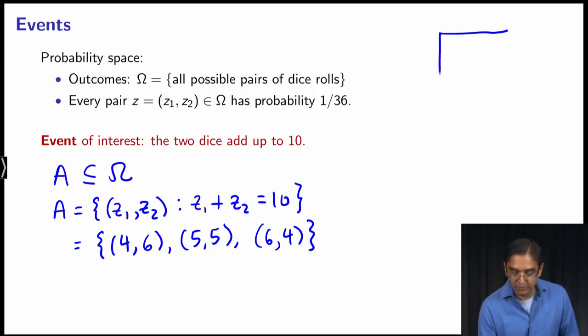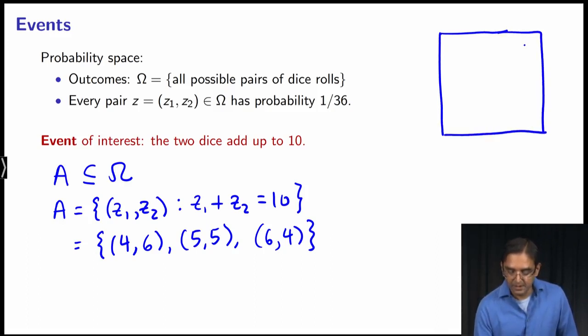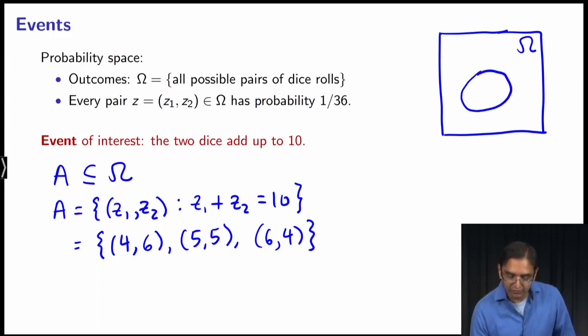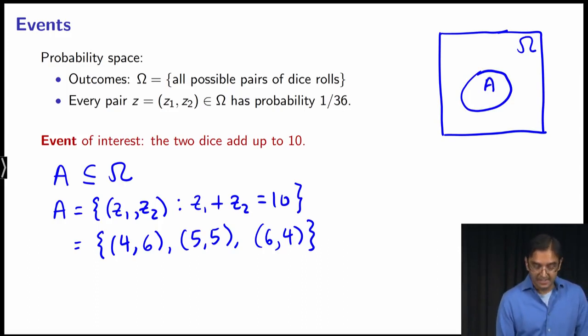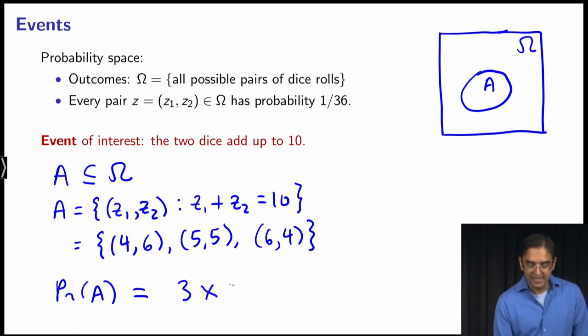Okay, so if we were to draw a Venn diagram for this, we have the set of all 36 outcomes and the event that interests us, which consists of just 3 of these outcomes. And what is the probability of it? Well, there are 3 outcomes, and each of them has probability 1 over 36, and so the probability of A is just 1/12.